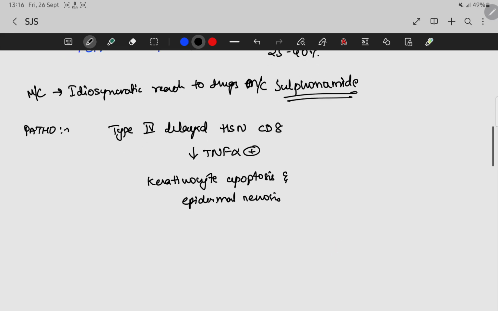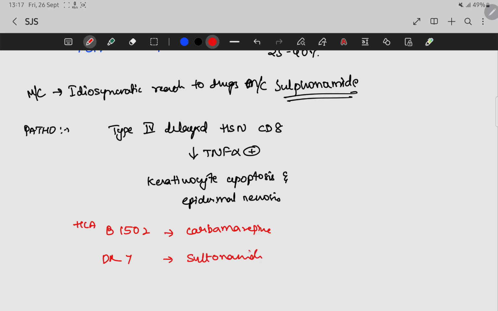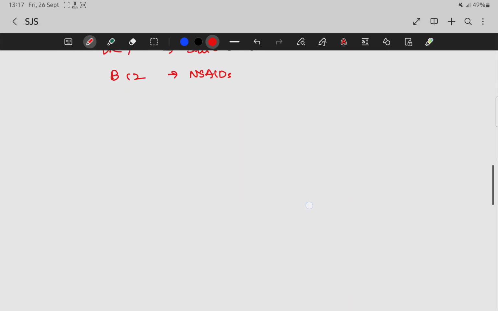There are some HLA-related associations also: HLA B1502 for carbamazepine, HLA DR7 for sulfonamides, HLA B12 for NSAIDs. So these genetic predispositions are also factors which can lead to its formation.